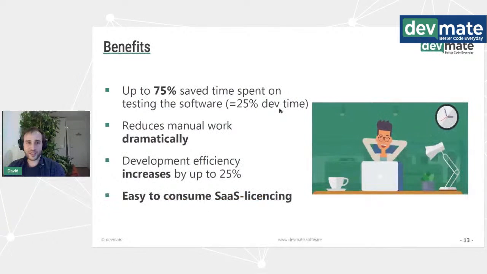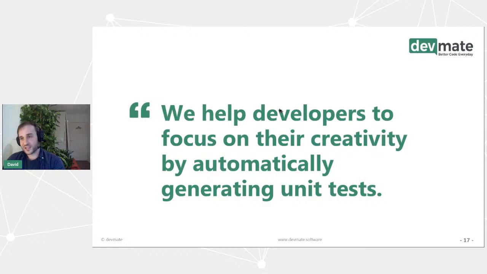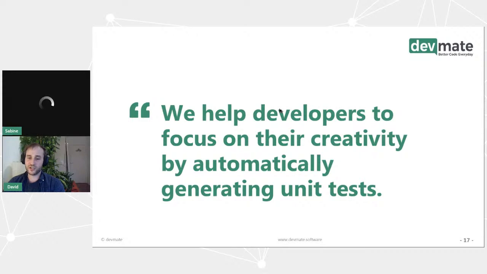So to summarize the benefits, you can save up to 75% and increase your efficiency by 25% because you need less time writing test code and can focus on new functionality. So manual work is reduced dramatically, and the best part, it's an easy to consume software as a service license. It's very cheap. If you just prevent one bug or save 1 hour per month, devmate is cheaper than that. So we help developers to focus on their creativity by automatically generating unit tests.